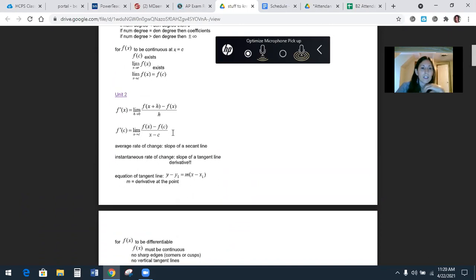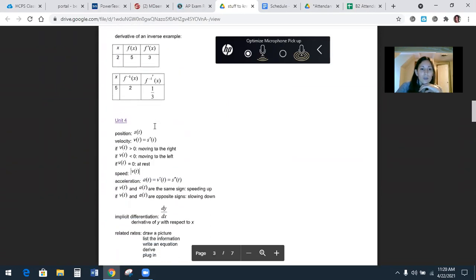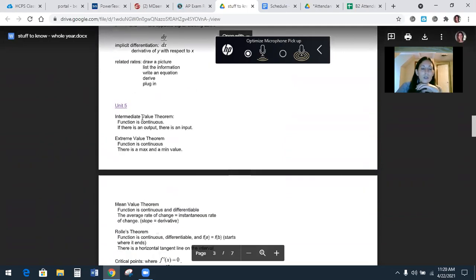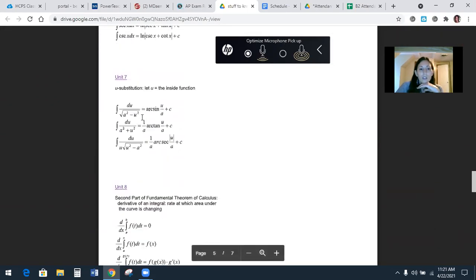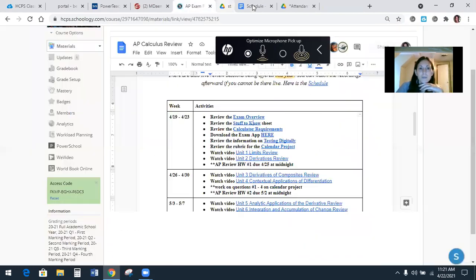But unit 2, you had tangent lines. This is your definition of a derivative, those 2 limit formulas. Here's all your derivative rules in unit 3. Unit 4 was our related rates and our particle motion. Again, I'm not going to keep on going. Here's all your theorems, all your integration. It's the whole year. Everything's on there. All right, so that's your stuff to know. You're welcome.